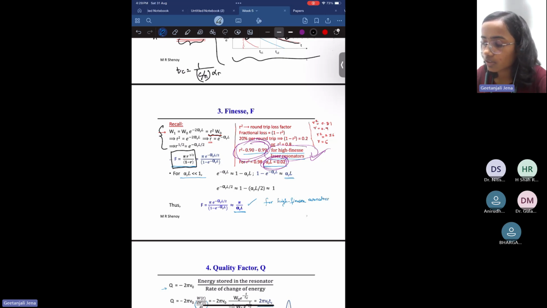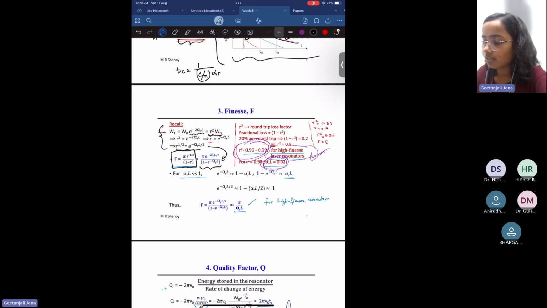So you can equate this term to R squared, which is related to the reflectivity of the mirror. From this, you can easily get the square root of R. The square root of R will be e to the power minus alpha R L divided by 2. From this equation, you can rewrite the fineness formula that we have seen before: F equals pi root R divided by 1 minus R. So just put the relation here.